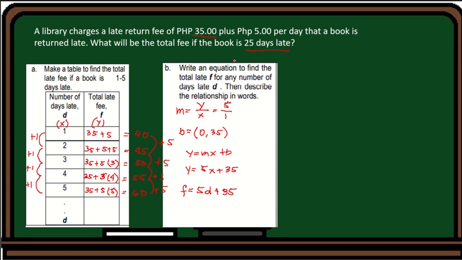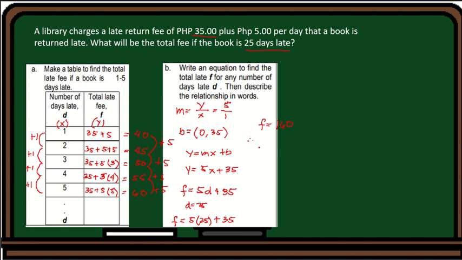Now, the question there is, what will be the total fee if the book is 25 days late? Your D here will be 25. So we will have the total fee of 5 pesos times 25 days late plus 35 pesos. The final answer will be F = 160 pesos.